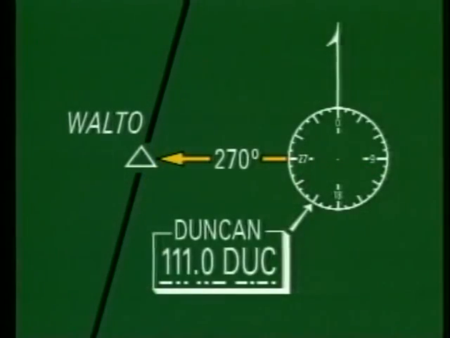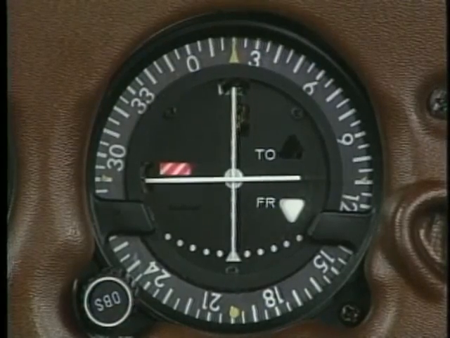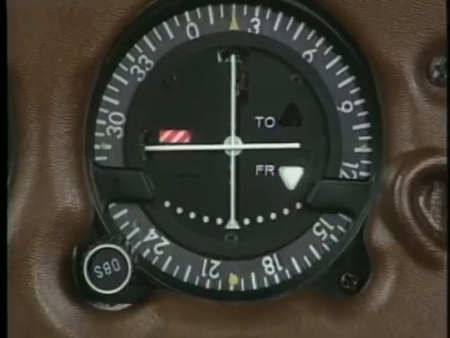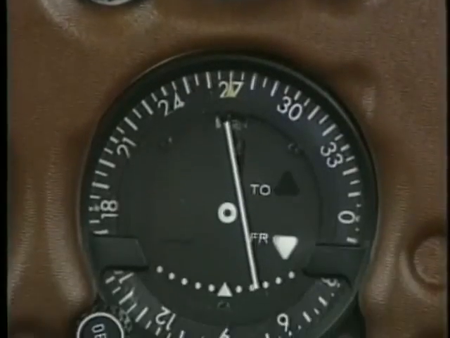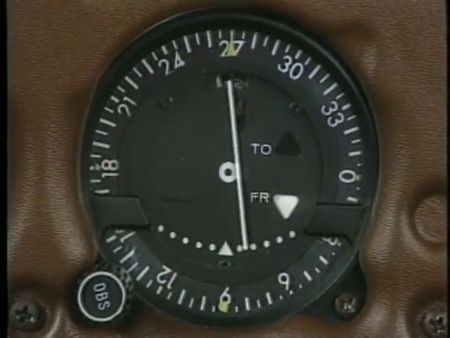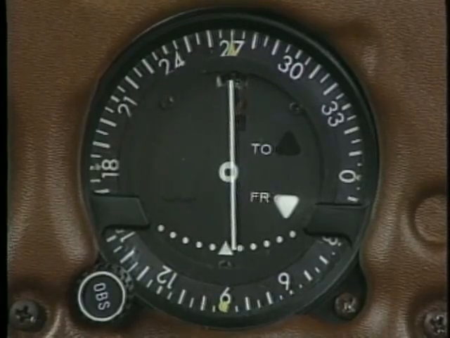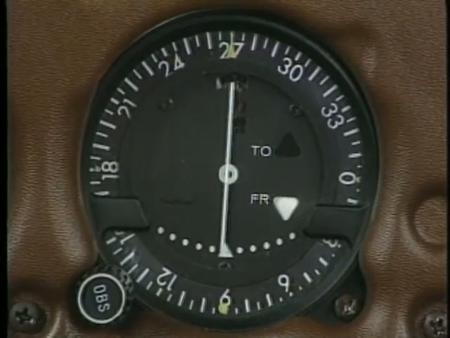Another skill you need for IFR navigation is identifying an intersection that is based on VOR. Here, you identify Walto by the intersection of the airway and the 270 degree radial from Duncan VOR. One indicator is used to navigate along the airway. The other one is tuned to the Duncan VOR, with the OBS set at 270 and a from indication. When the needle centers, you are at the intersection.